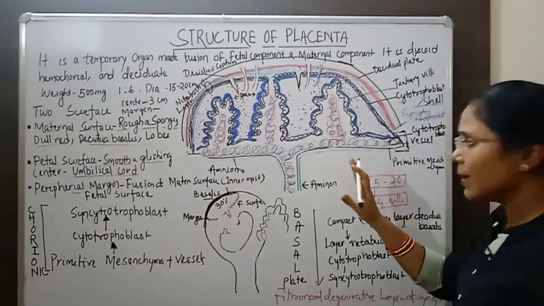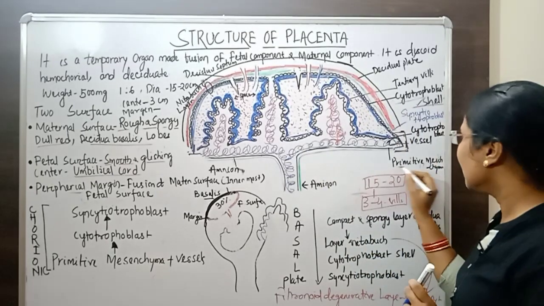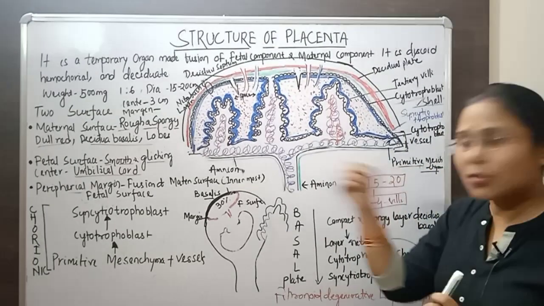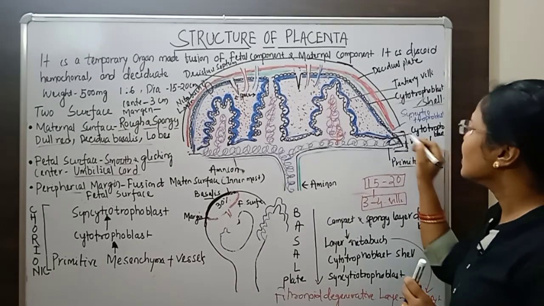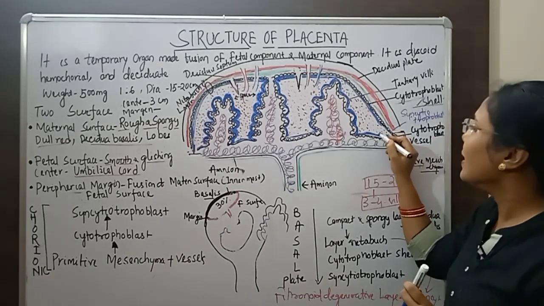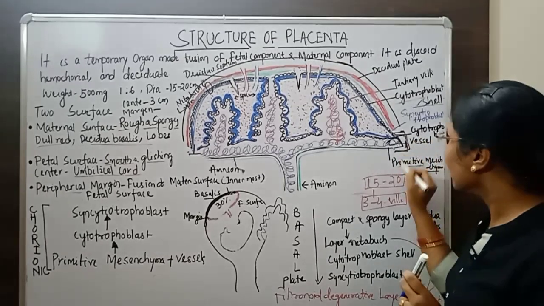So we have discussed the chorionic plate. The chorionic plate is made of the primitive mesenchymal layer with the blood vessels, then the cytotrophoblast, and above it the syncytiotrophoblast. This layer is called the chorionic plate.